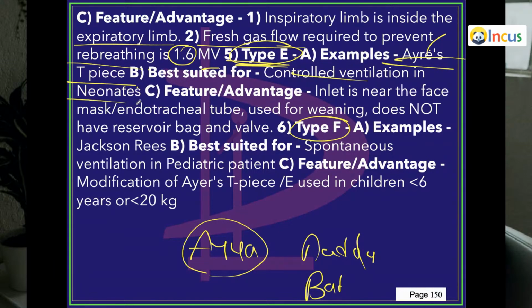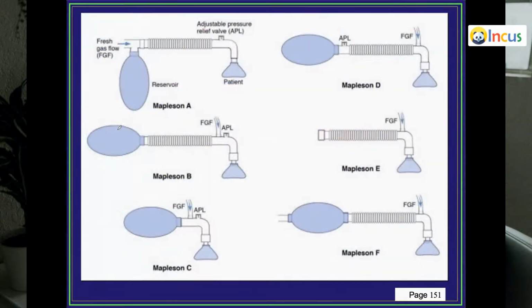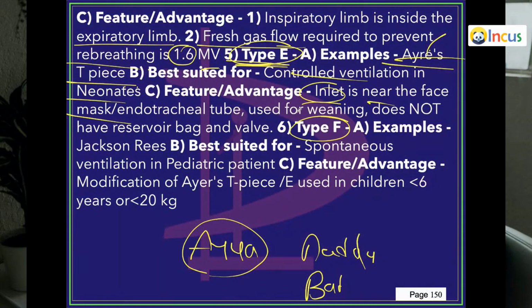Controlled ventilation in neonates. And the inlet is near the face mask. And typically, Mapleson E is used for weaning. You can remember, it's in pediatrics, weaning from the milk, breastfeeding weaning. Weaning is a word used in pediatrics. So remember, Type E is weaning. It does not have a reservoir bag and valve.